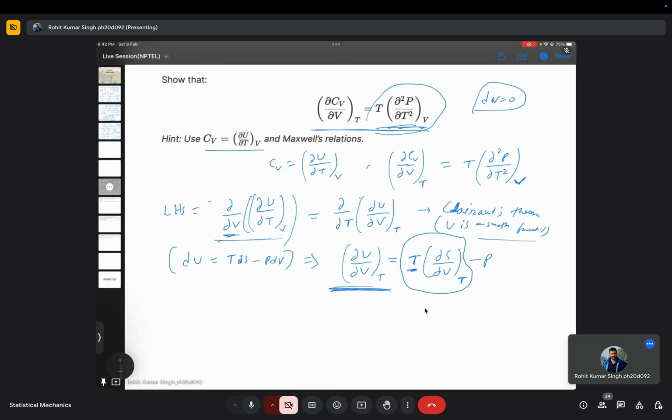Okay, and now you have this in the LHS, and we have this from the first law of thermodynamics, so we will put this here. Now the LHS becomes del by del T times (del U by del V) at constant T, minus P. So we just substituted this here in place of that. Everyone is fine till here?